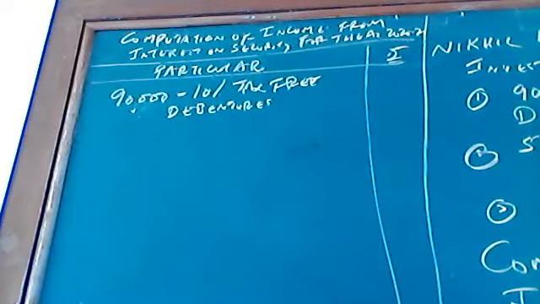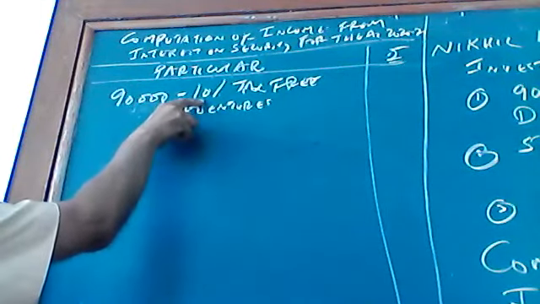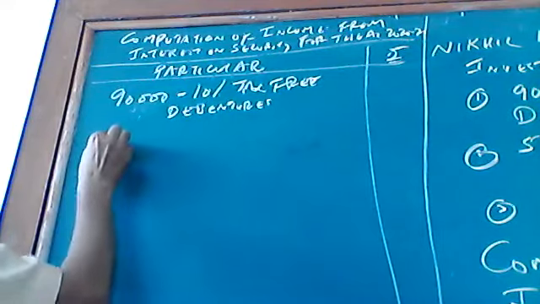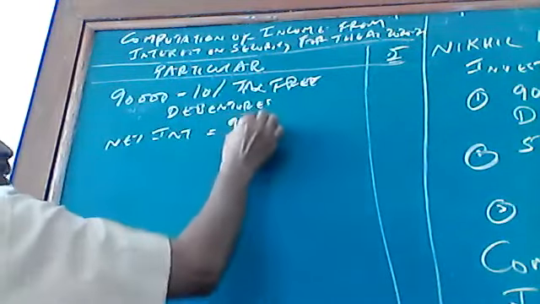You have to find out the gross value. Before finding gross value, you have to find out net interest. What is net interest? Face value into interest rate. First find out the net interest. Net interest is equal to what is the face value? 90,000 into what interest rate? 10%. 10 divided by 100. You will get net interest. Net interest is equal to 9,000.